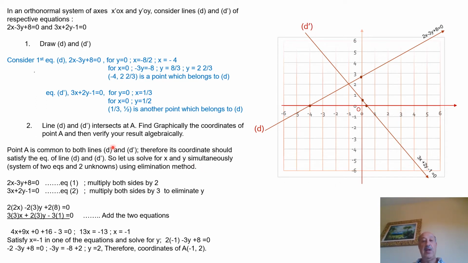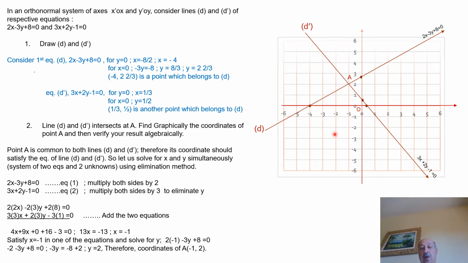Okay, good. Let's go to question number 2. Lines D and D prime intersect at A. Find graphically the coordinates of point A and then verify your results algebraically. So how are we going to do this? Let's locate A on the graph. So this is A on the graph. A is common to D and D prime, and it looks like the abscissa is minus 1 and the ordinate is 2.